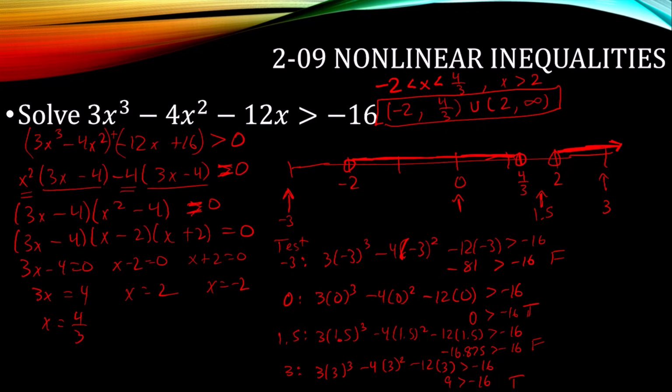Another way you could do this is a cubic function. We know the general shape of a cubic function goes like that with the leading coefficient positive. So we know it goes up, comes down through the zeros, and then goes back up. We want this to be greater than 0, so we want the places where the graph was above the number line, which are the areas that we chose. That's just a shortcut.